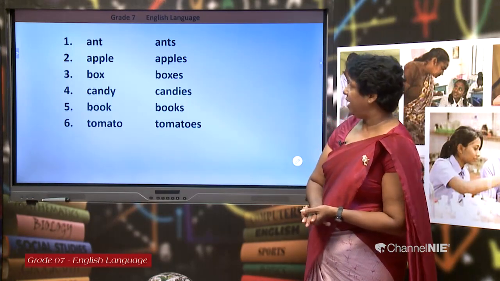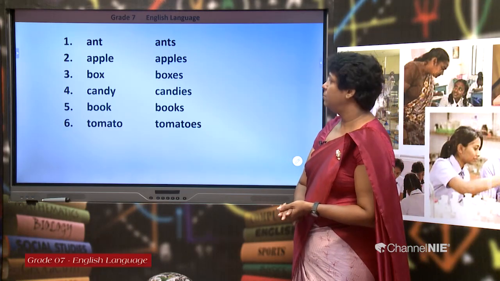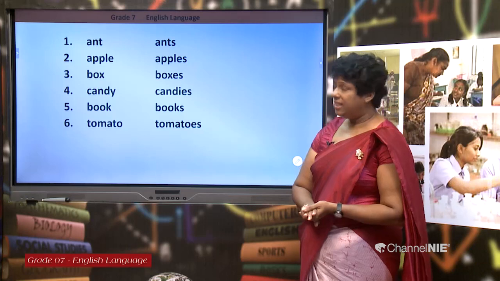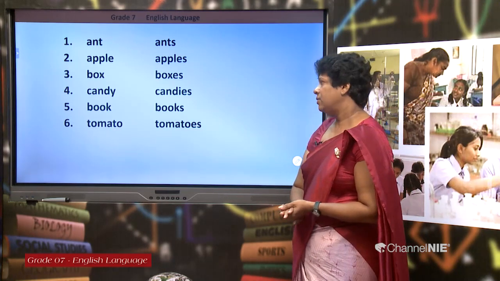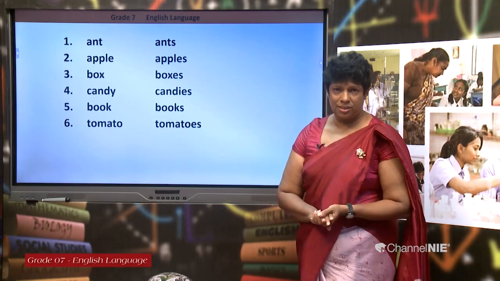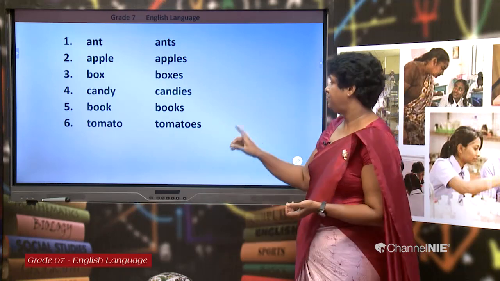Ant, ants, apple, apples, box, boxes, candy, candies, book, books, tomato, tomatoes. Spellings should be correct.